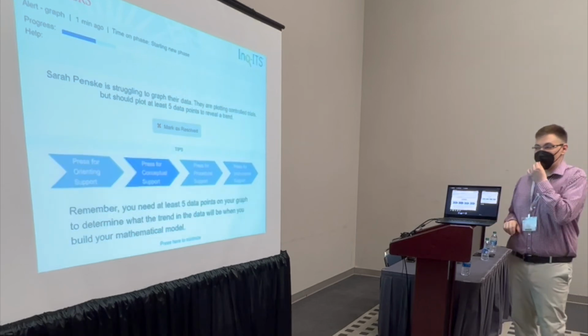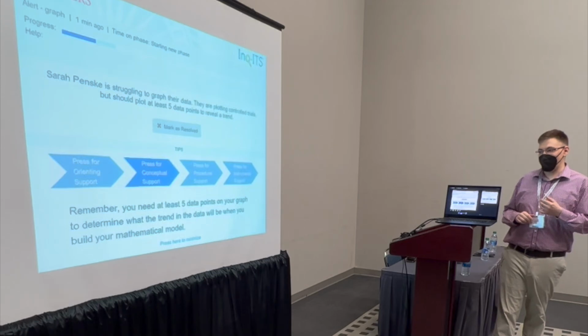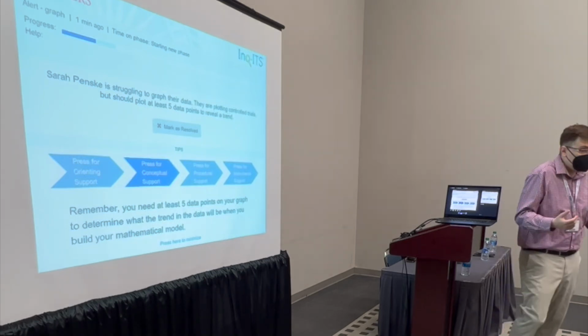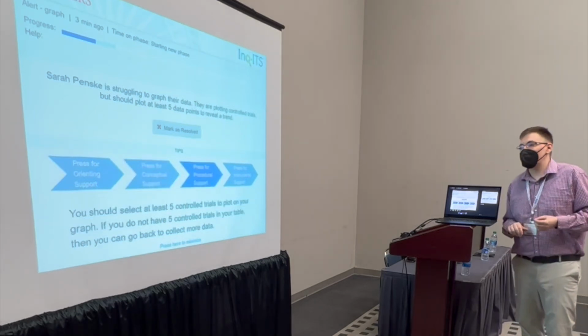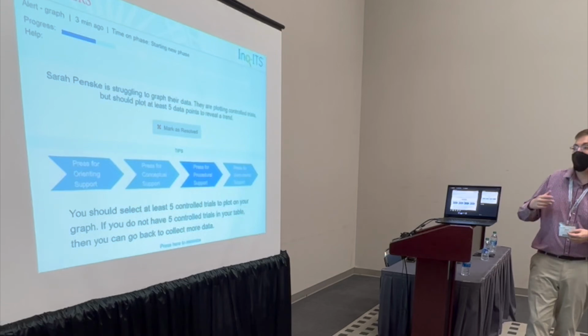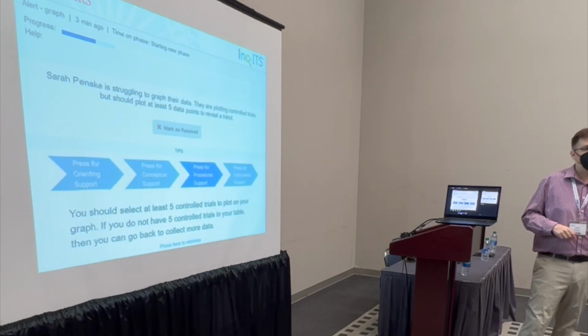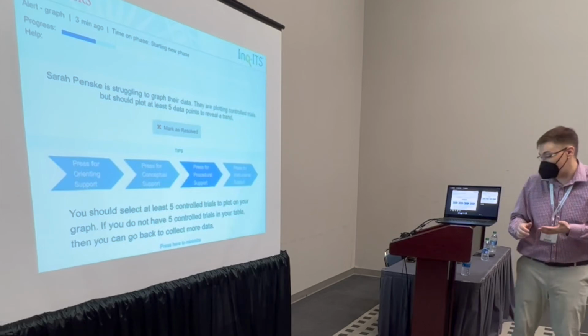You could give them conceptual support. You need at least 5 data points in your graph to determine what the trend is. Why? Because if you don't, you can't understand what the trend is since you don't have enough data. You can give more procedural support. You should select at least 5 controlled trials. If you don't have 5 trials, go back and collect more data. So it's not just giving the concept, it's telling them what steps they need to follow in the lab, what they need to do next.